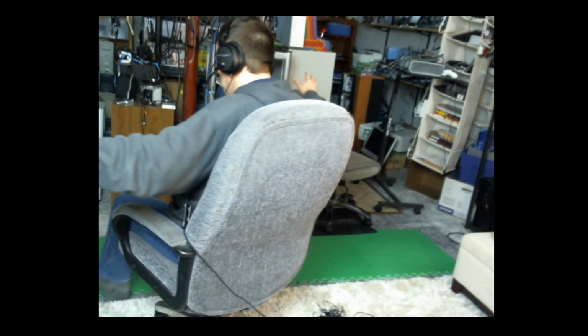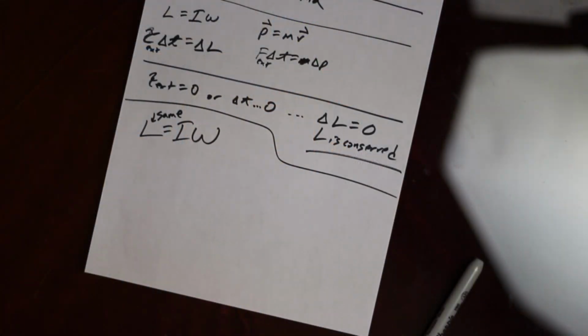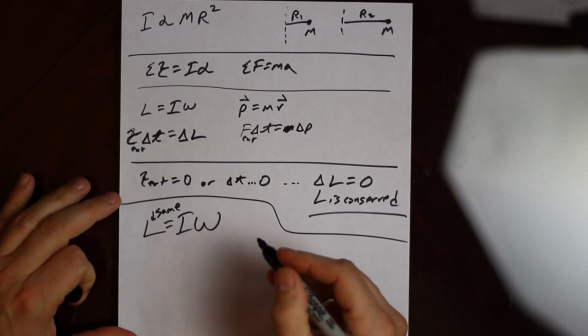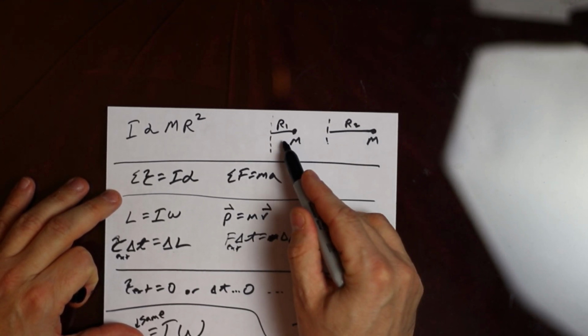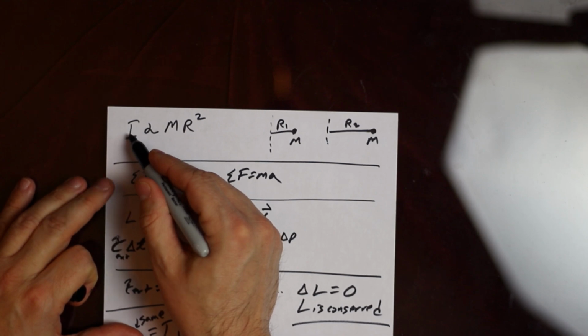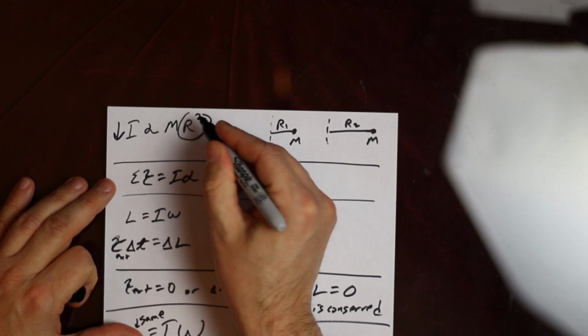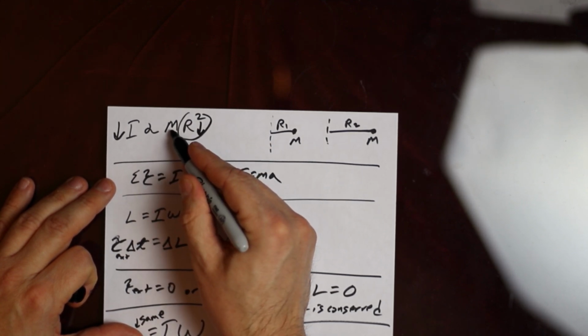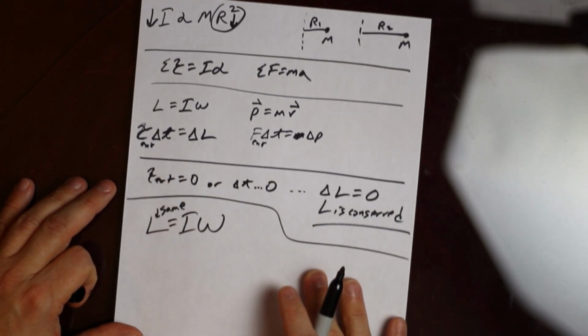So here we go. I'm going to start myself spinning, and now I'm going to pull them in. And I started going just a little bit faster. Now here's why. Let's go back to the paper. So when I pulled my arms and legs in, it's as if I went from this picture to this picture. So I made my I go down, because I was making my R go down. I was moving some of my mass in closer. So when I'm figuring out what's happening to my I, it decreases.